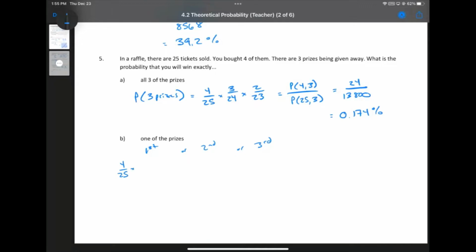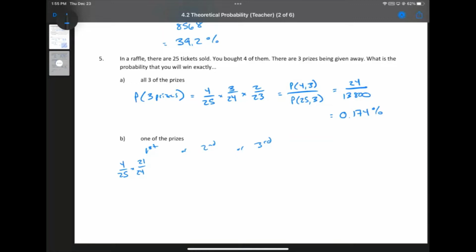However, we now have to lose the second prize and the third prize. So for our second prize, last time we said there was a 3 in 24 chance of winning, which means there is a 21 in 24 chance of losing, which makes sense. There are 21 tickets that will cause you to lose, and 24 tickets that will be drawn from.